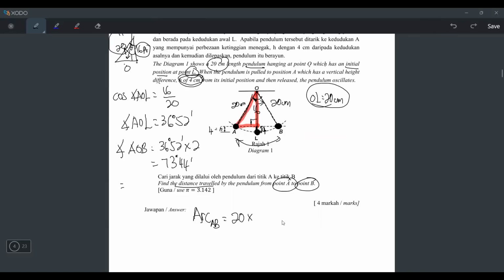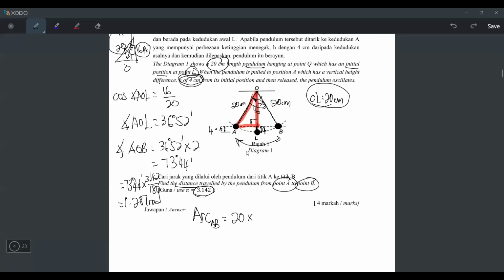But before that I have to make sure it's in radian first, right? So I have to convert to radian, because this is in degree. And how to convert, they already say use pi 3.142, so you will times 3.142 divide 180, because I need to convert to radian. So let's press answer times 3.142 divide 180. Okay, 1.287 radian. So 1.287 radian is the angle from here to here, AOB.